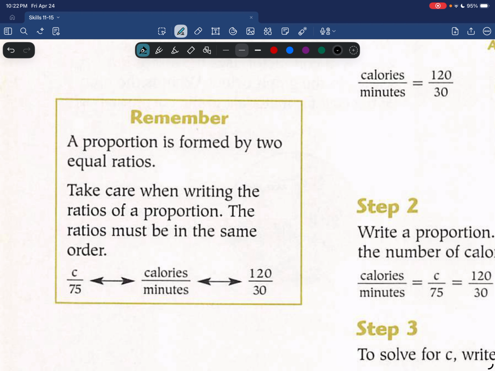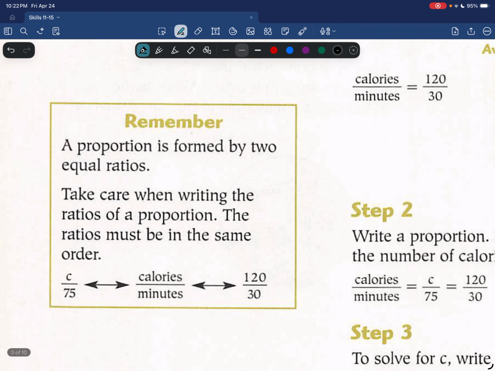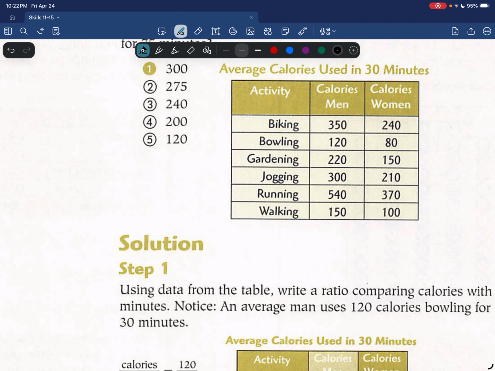Remember, a proportion is formed by two equal ratios. Take care when writing the ratios of a proportion. The ratios must be in the same order. And I suspect our problem that we're about to look at is something to do with calories and minutes. So let's take a look at the story.